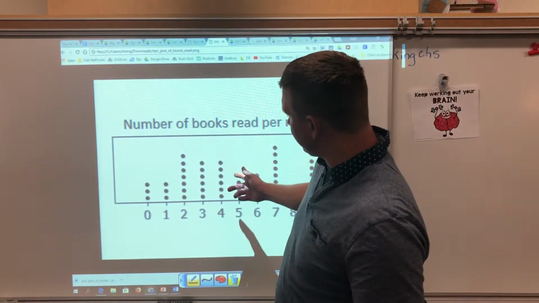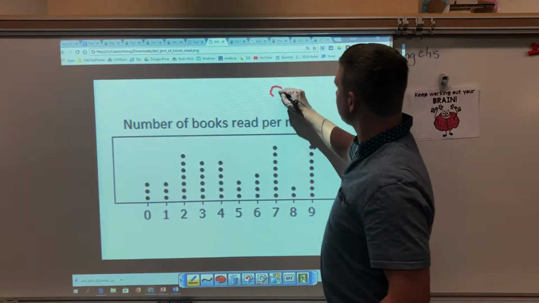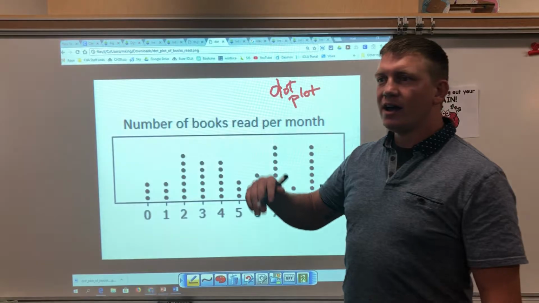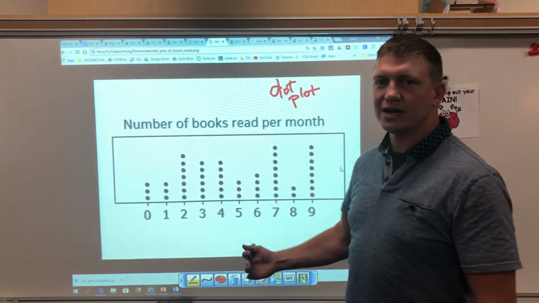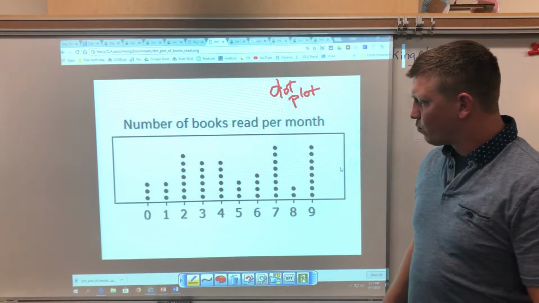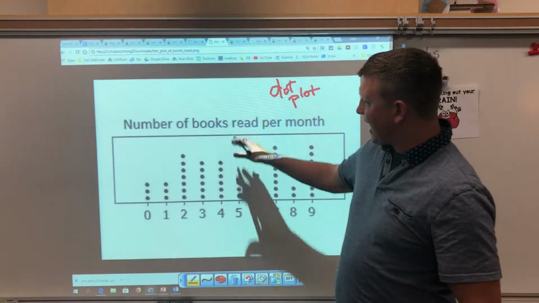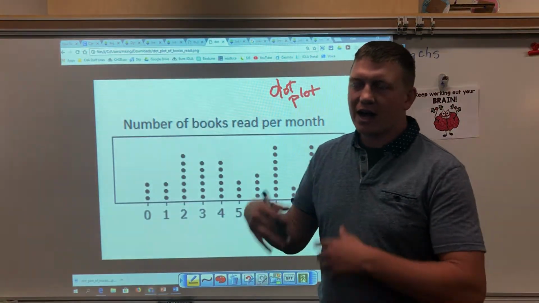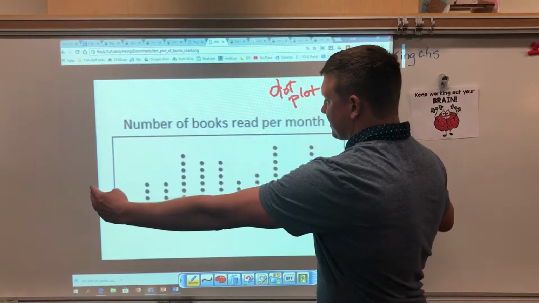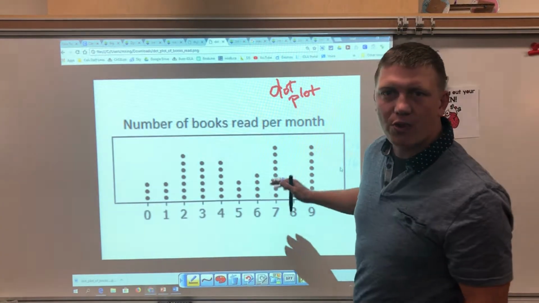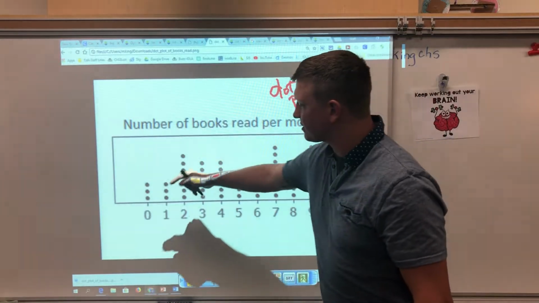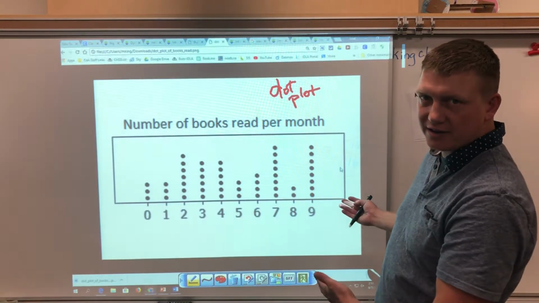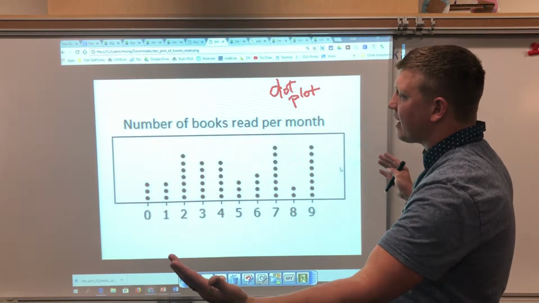Number of books read. So this is called a dot plot. And we will be exploring how to make these and some more features that are really important about a dot plot. But let's look at this real quick. We want to know something about the average. Often we want to know the average number of books read per month, and we also want to know maybe some information like how spread out is it. Not the range. Remember, the range was the top number, 9, minus the bottom number, 0. So the range on this is all the way from 0 on the low end to the 9 on the upper end. But we want to know, how spread out are the numbers?